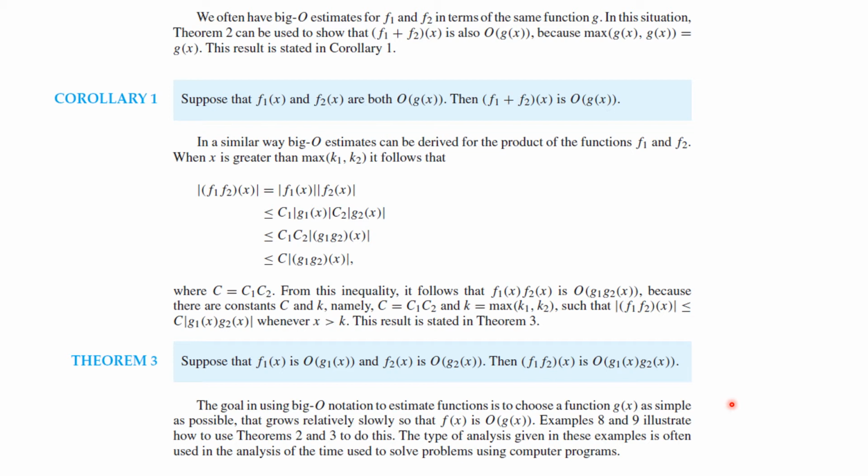Now the goal in using big O notation, an estimate function, is to choose a function g of x that is as simple as possible, and that explains the growth, and the growth is relatively slow, so that f of x is big O of g of x. And so what we're going to do is some calculations where we have multiple steps to look at.